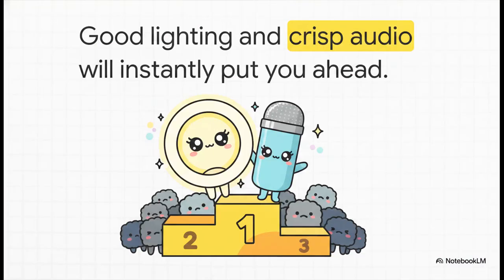So the absolutely crucial takeaway here is this. Good lighting and crisp audio will instantly put you ahead of 80% of your competition. Seriously. Hitting this super simple, incredibly affordable baseline just removes the friction for your viewer. It stops them from being distracted by bad production so they can actually focus on your awesome content. It's basically your hidden competitive advantage.